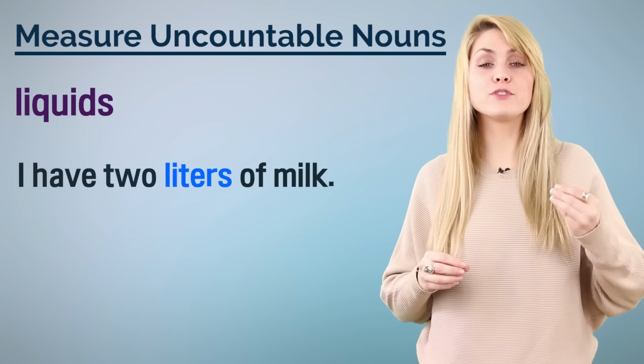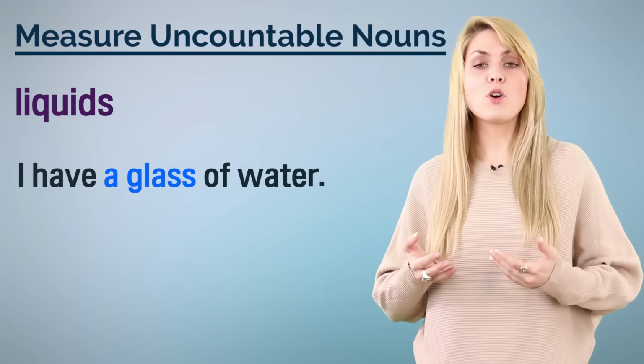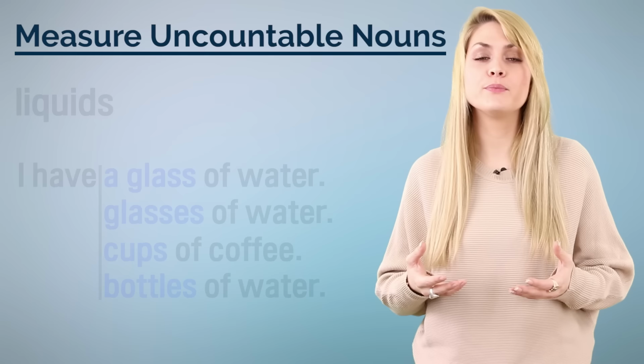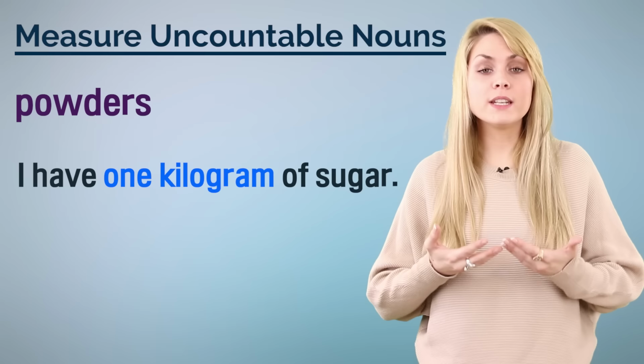You can say, I have a glass of water, or I have glasses of water, cups of coffee, bottles of water. So you can measure this uncountable noun. Same goes with powders. I have 1 kilogram of sugar, 2 kilograms of sugar.